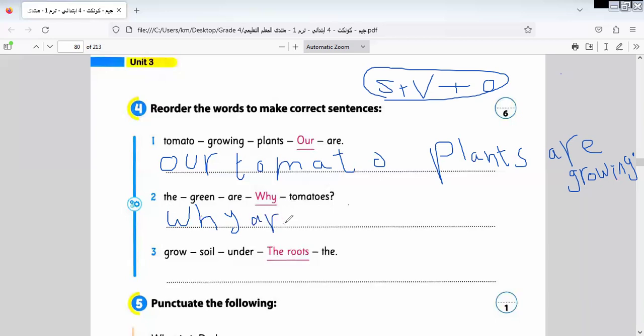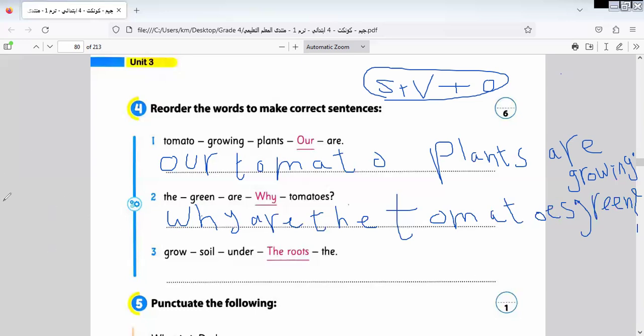Why are the tomatoes green? And I put the question mark at the end of the sentence. I will leave the last one for you to do by yourself. I think you'll be able to answer. Okay, this is the question mark. Let's go to another one here.